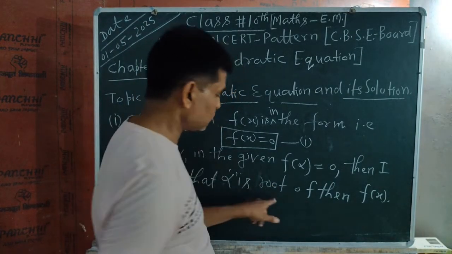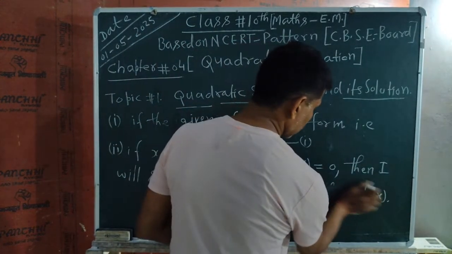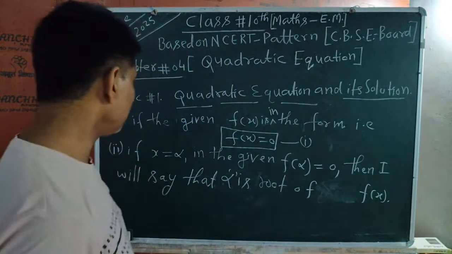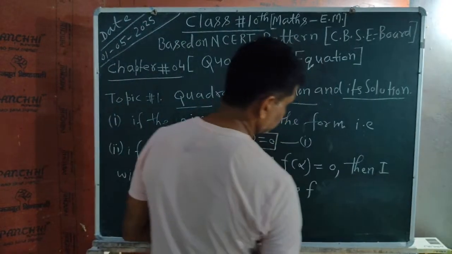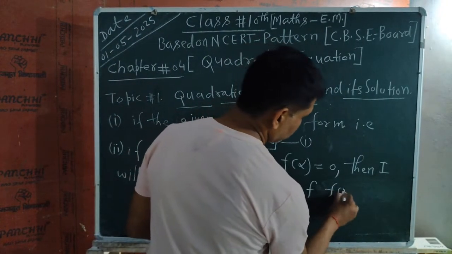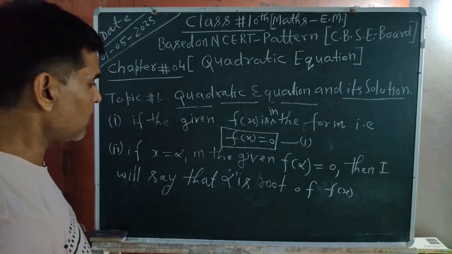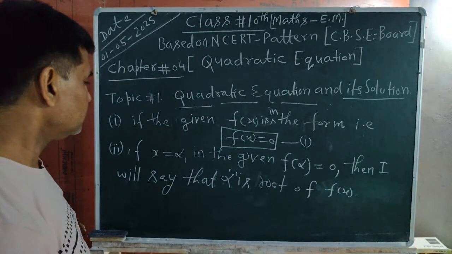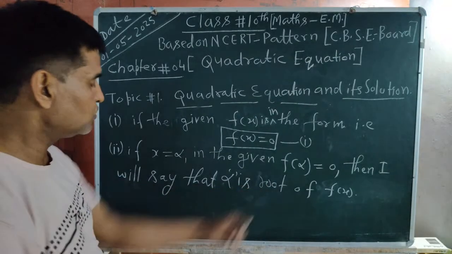Here alpha is the root of f of x. So alpha will be the root of f of x. Alpha will be the root of f of x. Okay student, so this is the solution of the given equation. Alpha is the root of f of x. Here alpha is the solution of f of x.